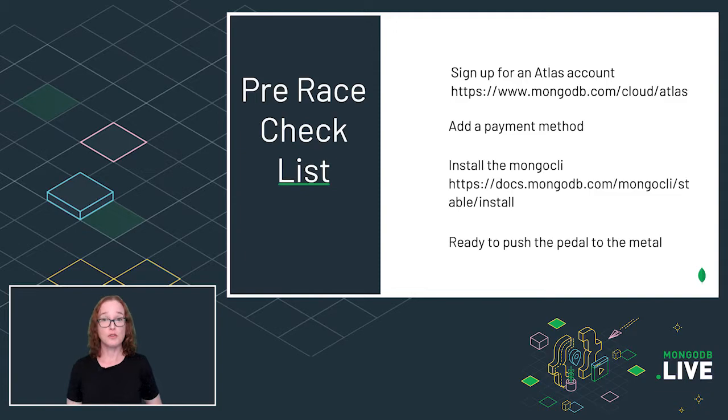There are a few prereqs you'll need to ensure you have ready in order to race with us today. These were noted in the tutorial description, but we're going to go ahead and go through them now to make sure everything is ready to go. You'll need to have signed up for an Atlas account, have added a payment method to the account, as we are creating a few clusters that do have some costs associated with them today. You'll need to have installed the MongoCLI via your preferred method, which you can find in the documentation. And be ready to have some fun, learning to move faster than ever.